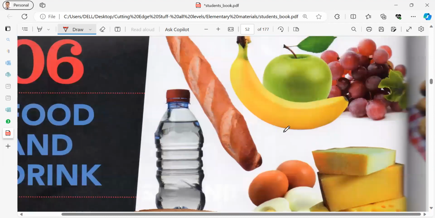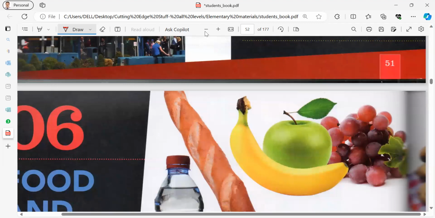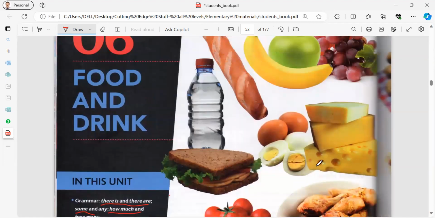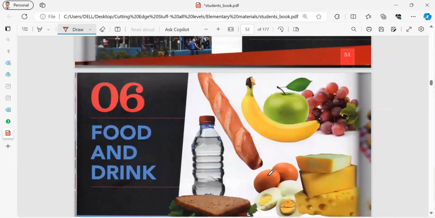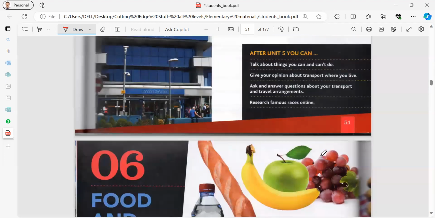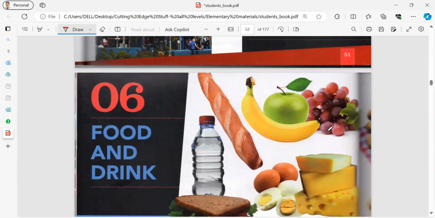But before we start, can you name the pictures? What can you see, Ibrahim? Different types of food. Are they the same type or different types of food? Different types. So what types of fruit can you see, Ibrahim? Here, banana, grapes, an apple. So you can see here an apple, a banana, and some grapes.